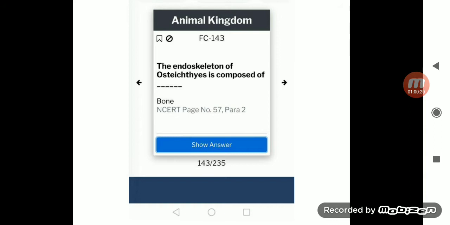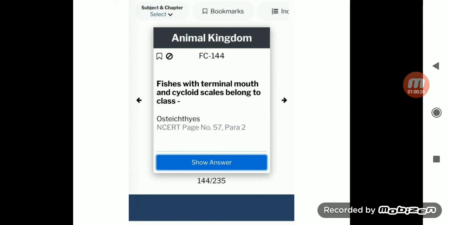Fishes with a terminal mouth and cycloid scales belong to the class Osteichthyes.